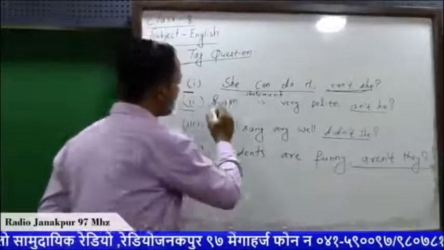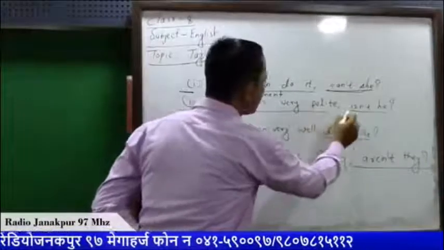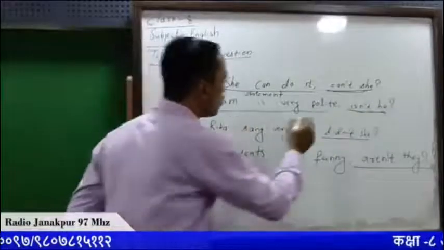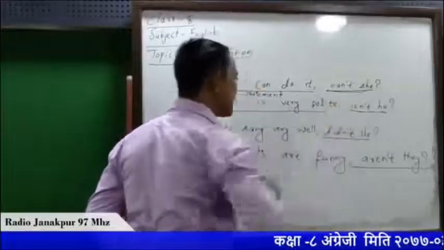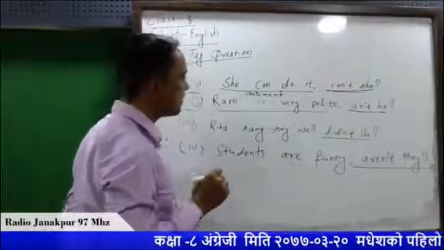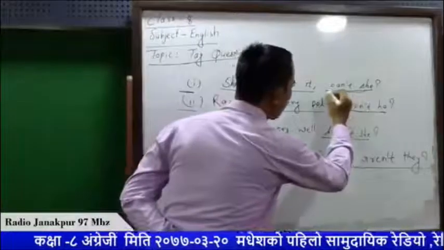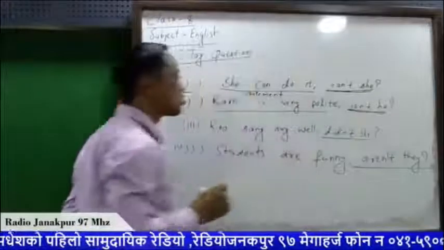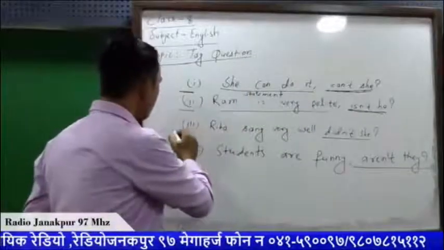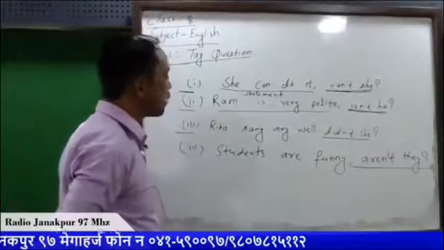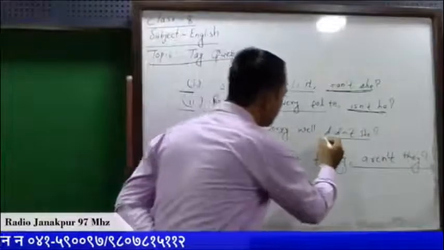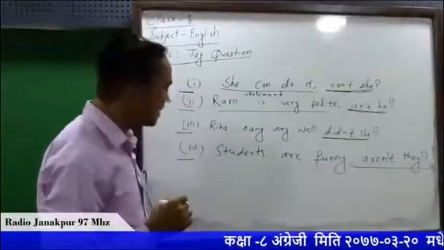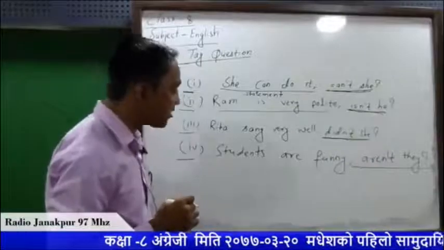Number 2, Ram is very polite. This is a statement, and here is the question tag for this statement. Isn't he? Here is also a comma at the end of the sentence and in the beginning of the question tag, and at the end of the question tag there should be question mark. Number 3 sentence, Rita sang very well, and the question tag is didn't she? Here is fourth sentence, students are funny, aren't they?